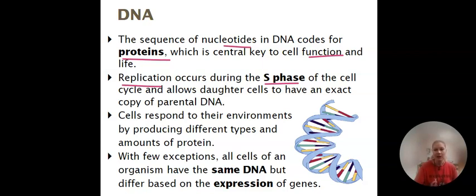Cells can respond to their environment by producing different types and amounts of proteins, but remember, with very few exceptions, all of the cells within an organism are going to have the same DNA. What gives us different types of cells, a heart cell versus a lung cell, is the expression of the genes, right? Is the production of the different proteins, okay?